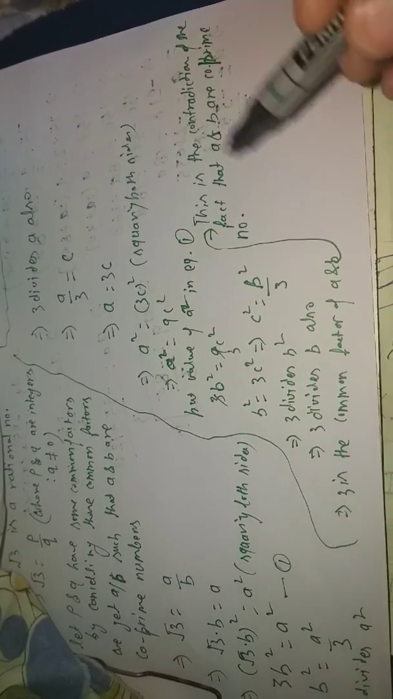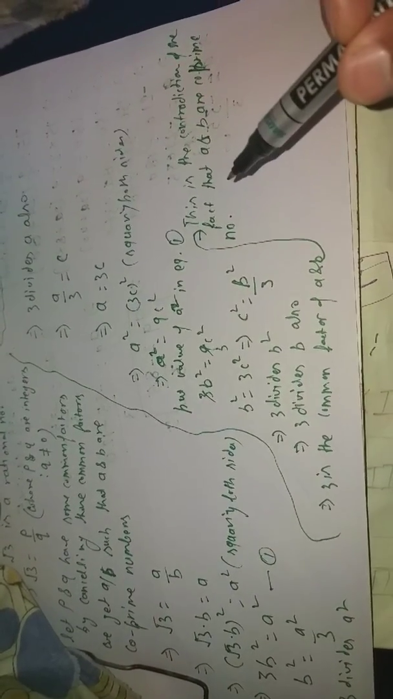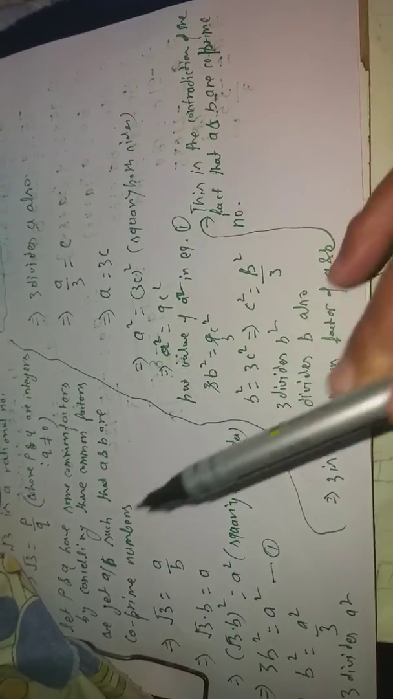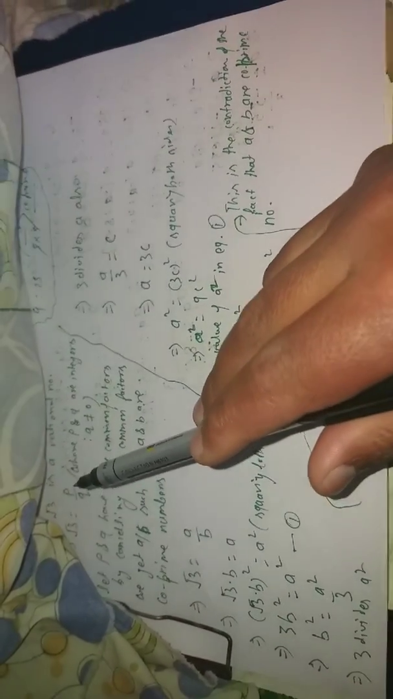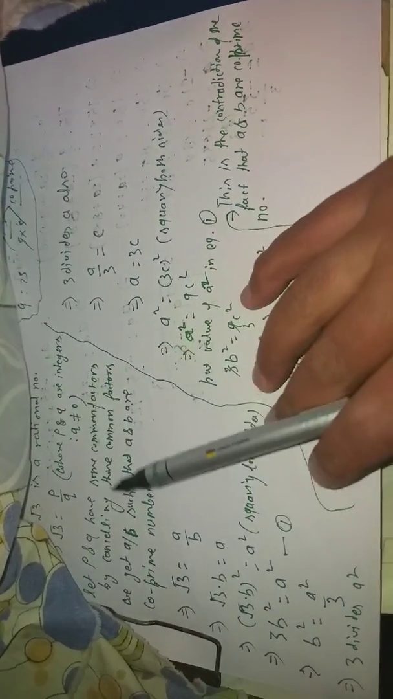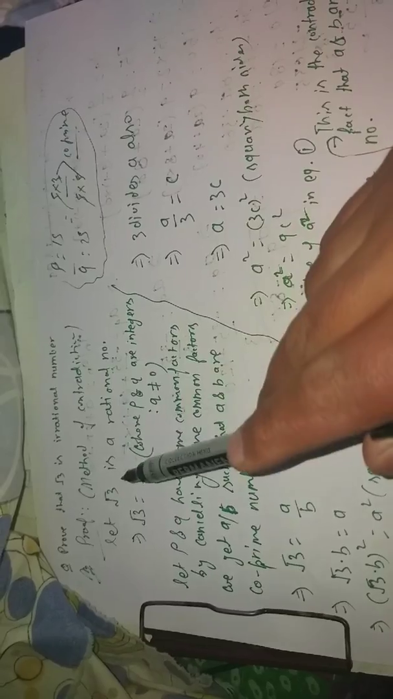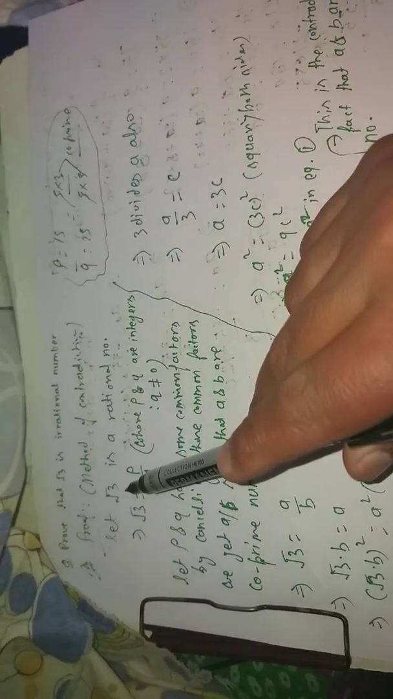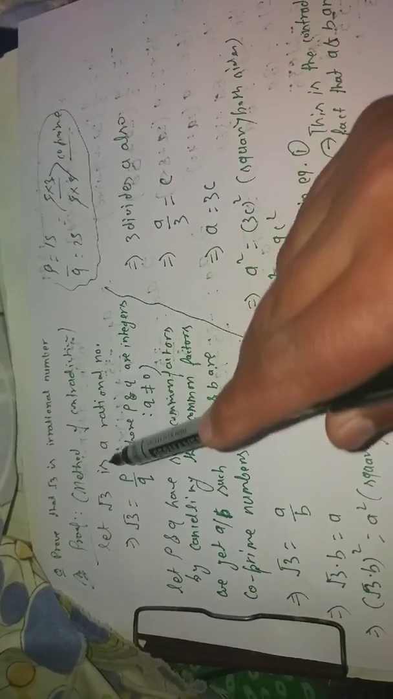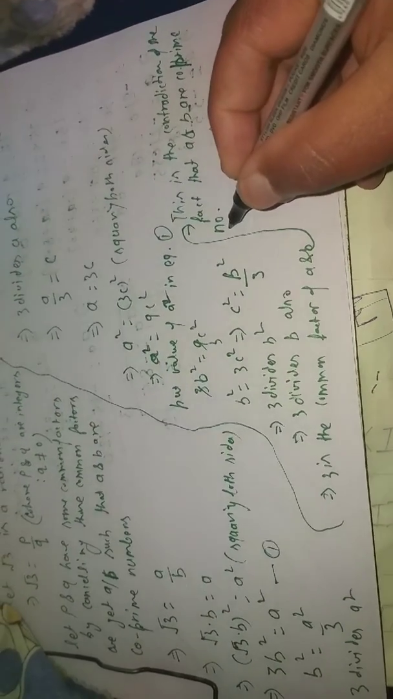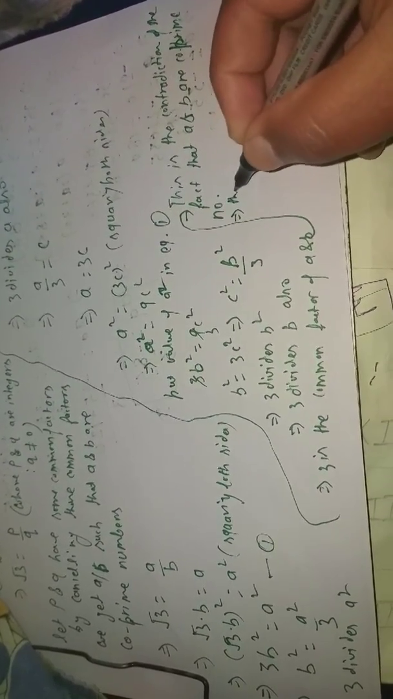Why has this contradiction arisen? This contradiction has arisen because we assumed under root 3 is a rational number. We said, let under root 3 be a rational number. So it means this was wrong. It means under root 3 is not a rational number. Under root 3 is an irrational number. Is it clear?